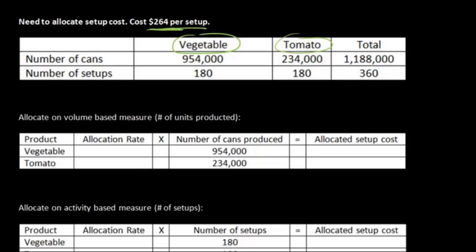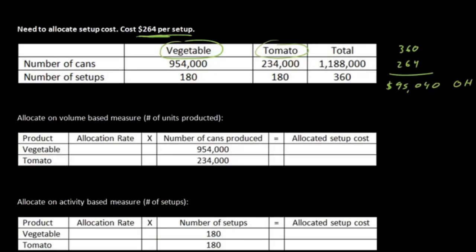And you can see that our setup cost is $264 per setup. So we have 180 setups for vegetable soup and 180 setups of tomato soup, so 360 setups total. So we're trying to figure out how to allocate this setup cost. Well, the total setup cost that we have to allocate is going to be 360 setups times $264 per setup, and that's going to give us 95,040.